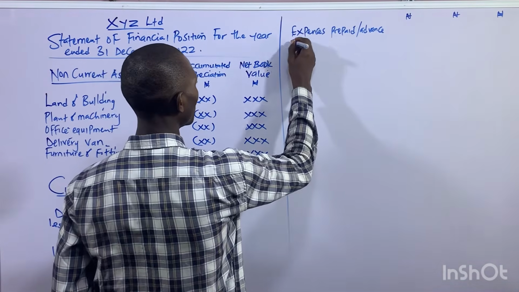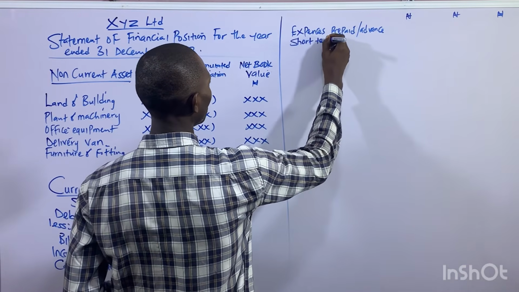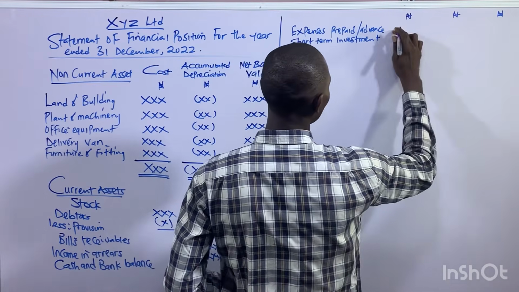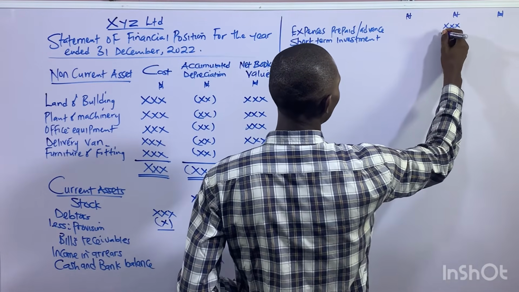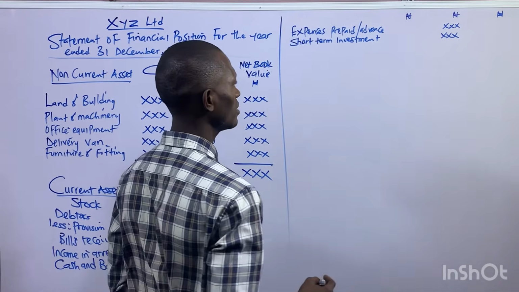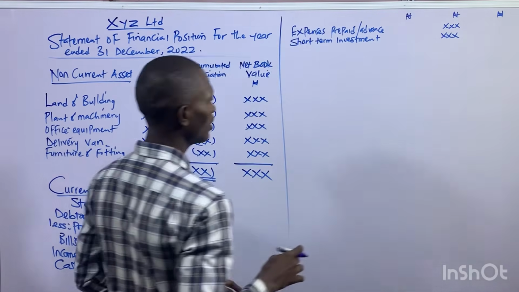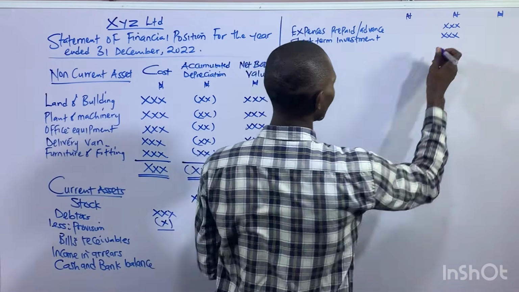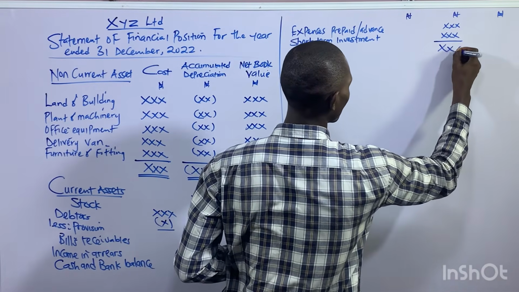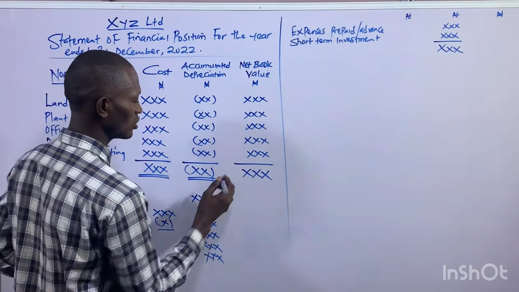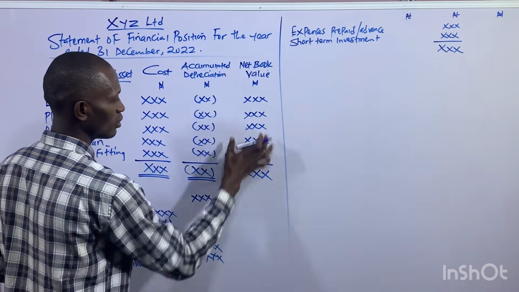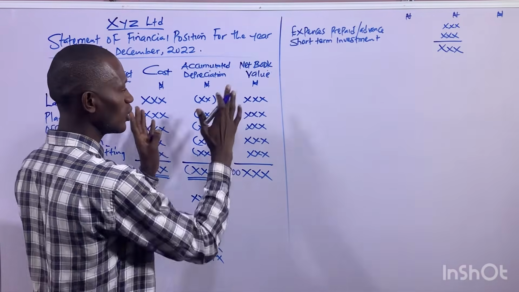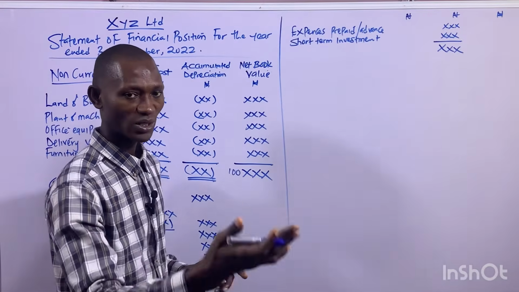Then you could also have short-term investments. So we have expenses prepaid here. We have short-term investments. So let's assume these are some of the current assets we have. So we had everything. So this is what we have. Let's tag a figure to some of them. Let's say the total net book value of all this is 100. Just for you to have a nodding acquaintance of how we are going to be preparing it in our subsequent episode.